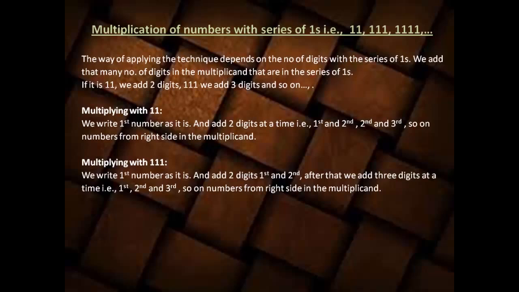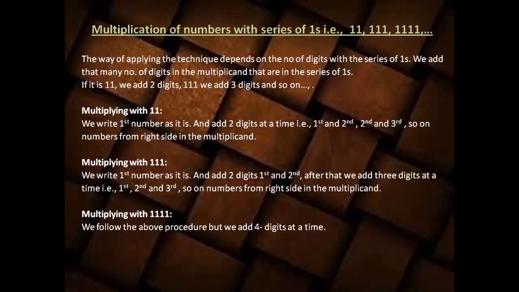Now, if you are multiplying a number with 1111, the same process is done, but what differs here is we will be adding 4 digits at a time, and this process is done until the digits get completed in the multiplicand. So by this we can say that the addition of numbers in the multiplicand, whether it is 2 numbers, 3 numbers or 4 numbers, is determined on the basis of the number of ones in the series.